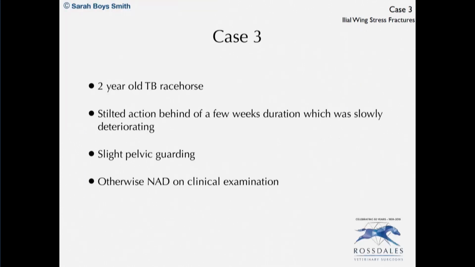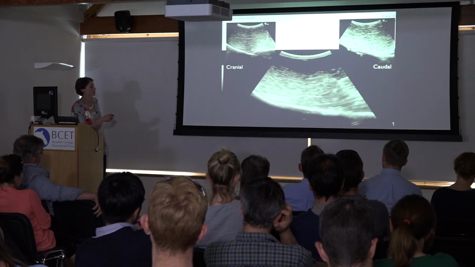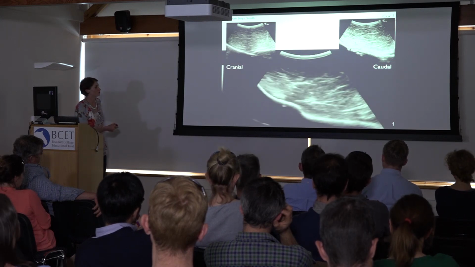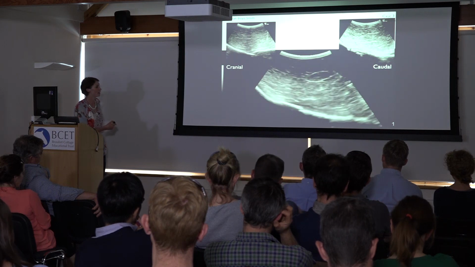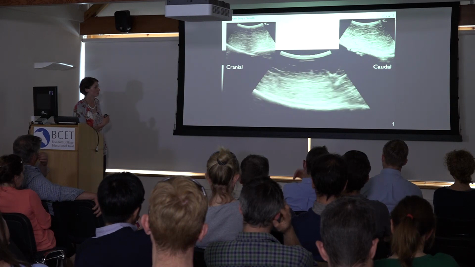This is a 2-year-old, stilted action behind, more obvious pelvic guarding, but otherwise nothing obvious. And again, what we can see here is we've got an increased uptake of the radionucleotide, and that's extending down the ilial wing towards the tuber coxae. And again, what we can see is that this is much more obvious on the caudal margin, and the fracture is much worse on the caudal margin compared to the cranial margin. So again, that fracture configuration can change.